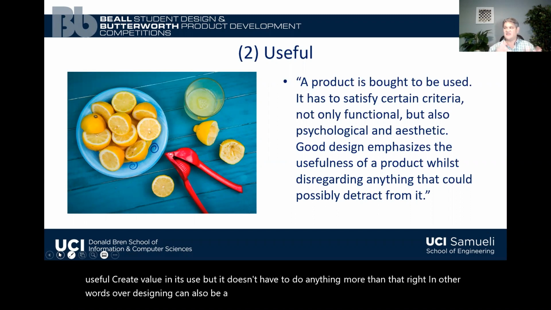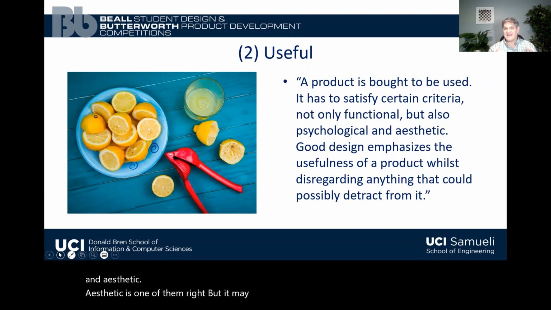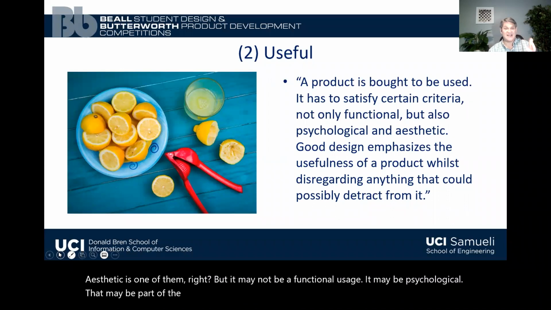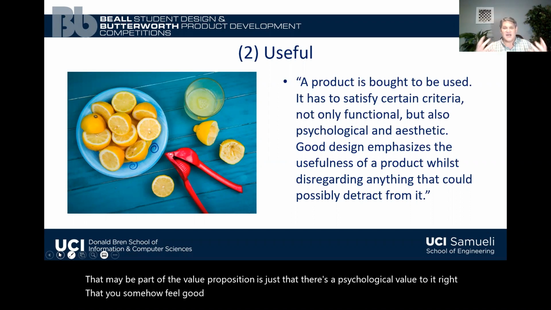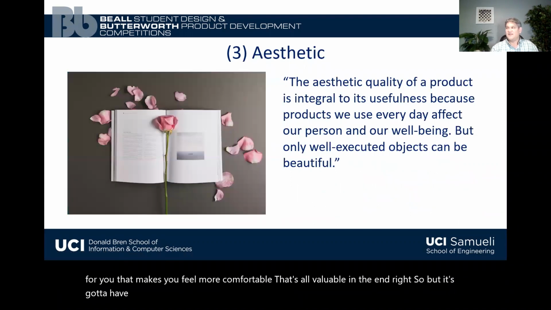But notice it talks about psychological and aesthetic. Aesthetic actually is one of them, right? But it may not be a functional usage. It may be psychological. That may be part of the value proposition, that there's a psychological value to it, right? That you somehow feel good, or it makes you like the colors and it's building a good interface for you that makes you feel more comfortable. That's all valuable in the end, right? But it's got to have the function and the use.